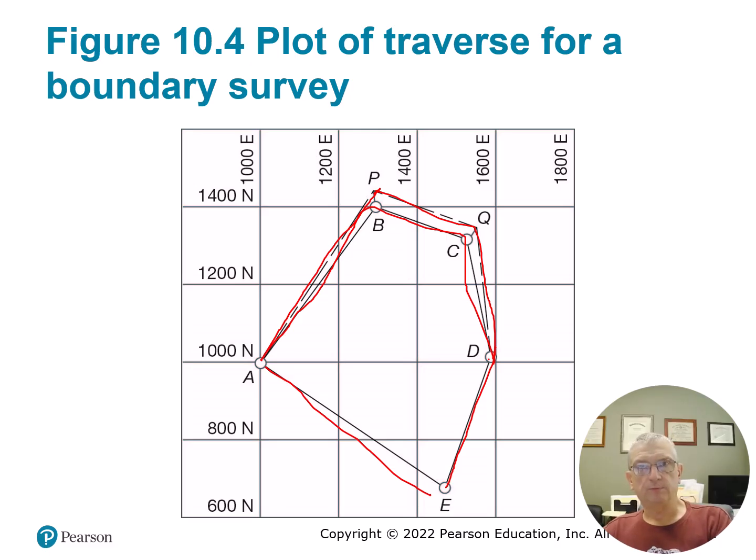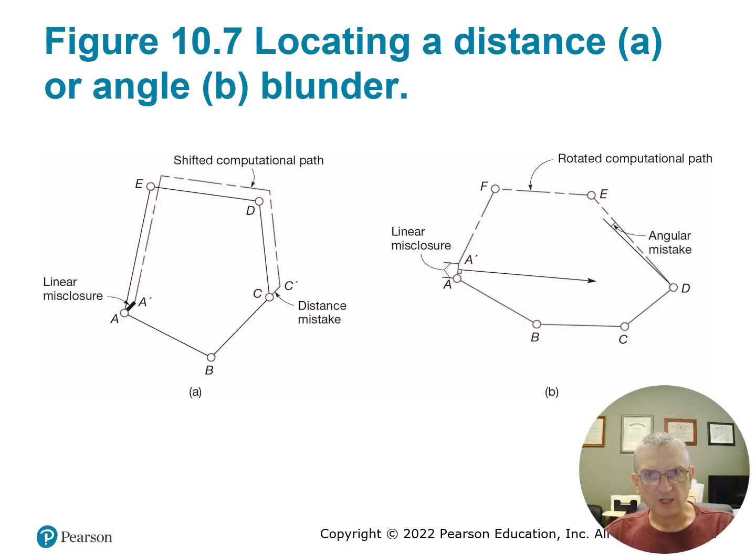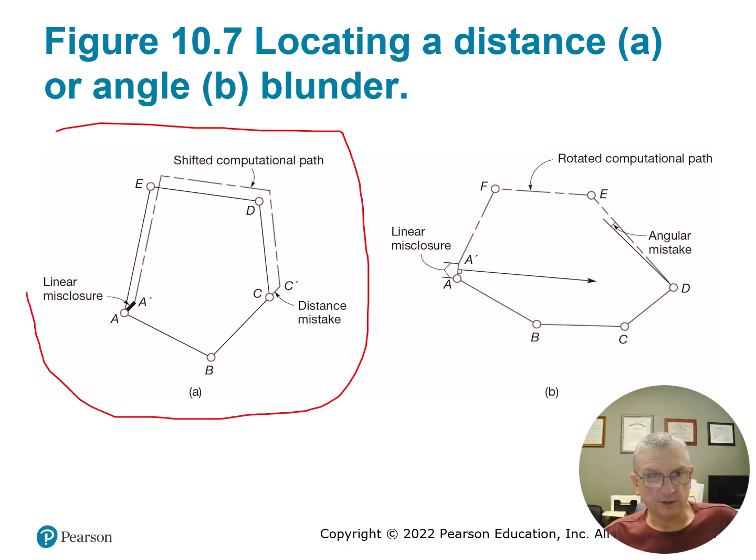One thing that does bear some discussion, it's one of our last slides, is locating a blunder. So when you get a misclosure or error at the end, you'll usually know where it is and how to go look for it, because if it's this much error from A to A prime, then you've got a problem.